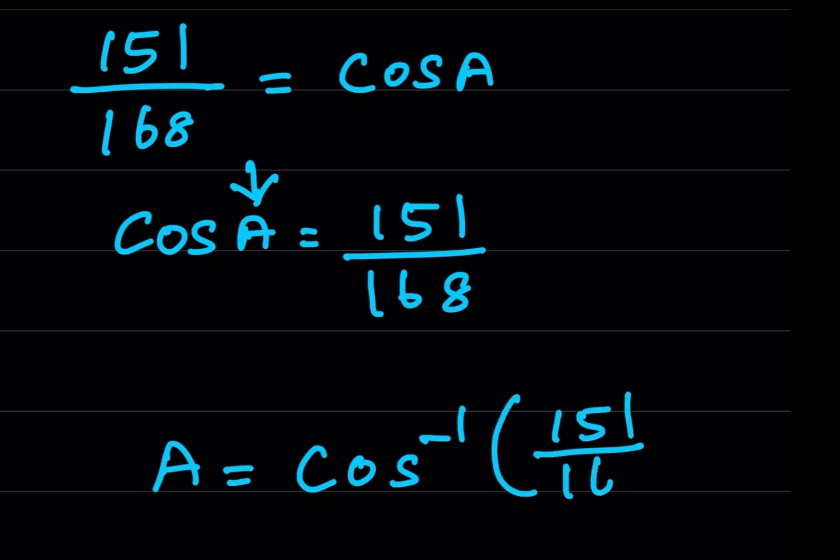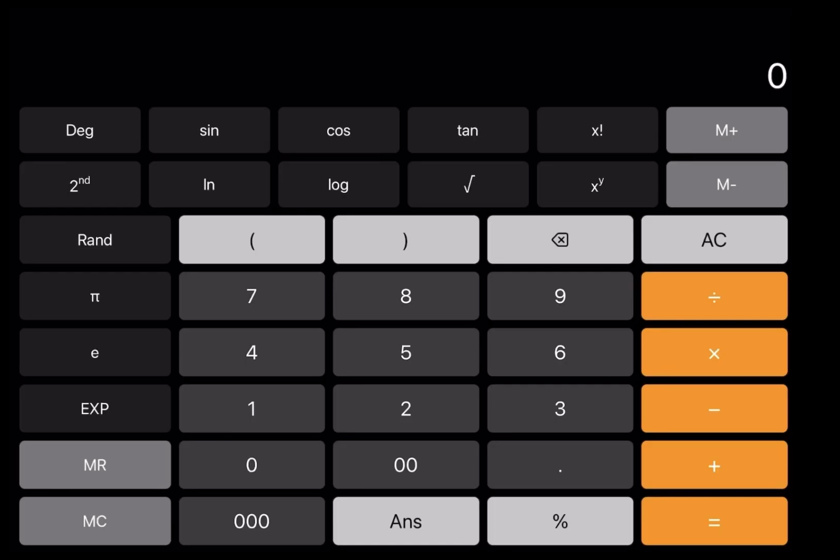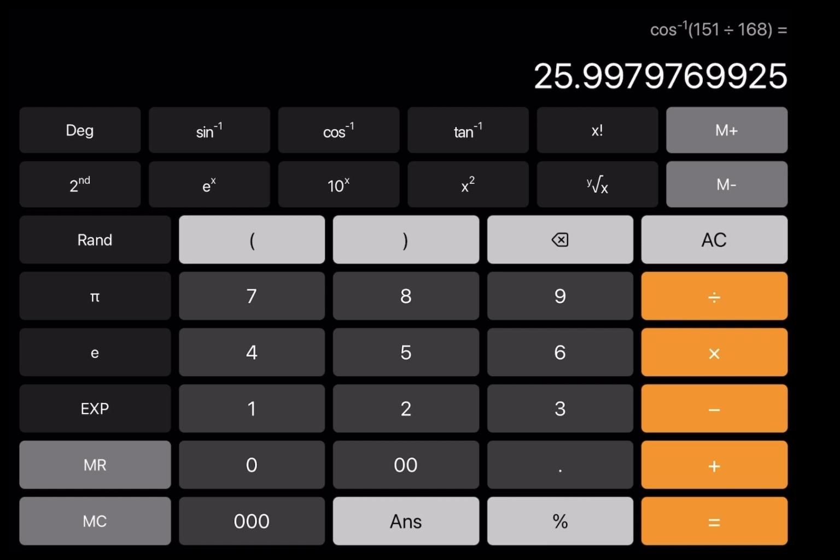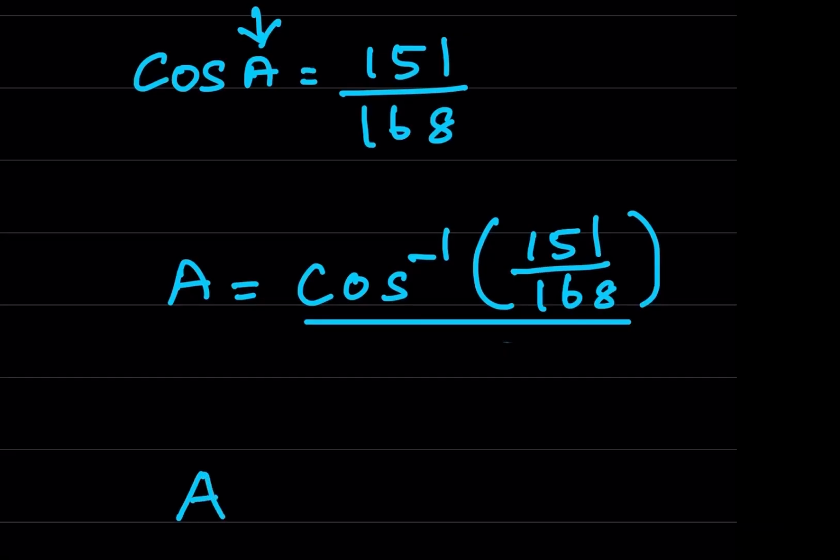151 divided by 168. Now I am going to show you how to find cos inverse of 151 by 168 in a scientific calculator. We have to find cos inverse. So I am going to press the button second. Here there is cos inverse. So cos inverse of 151 divided by 168, close the parenthesis, which is equal to 25.9. That's the answer. So angle A is equal to 25.9 degrees.